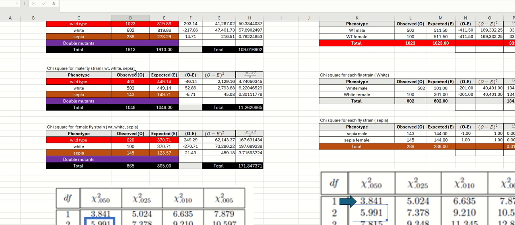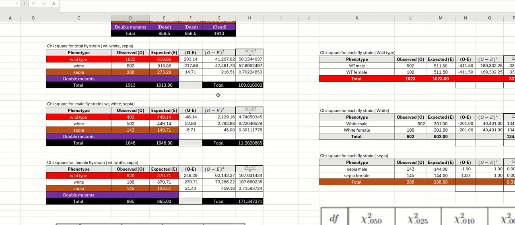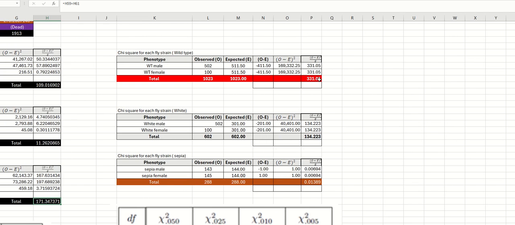And you can go over and do some similar analysis. Something similar happened. It seems that you reject: the totals are too high, and by sex, by males or by females, both are too high. And too high by wild type and too high by white. The only strain that seems to be working is sepia. So you can analyze based on that.